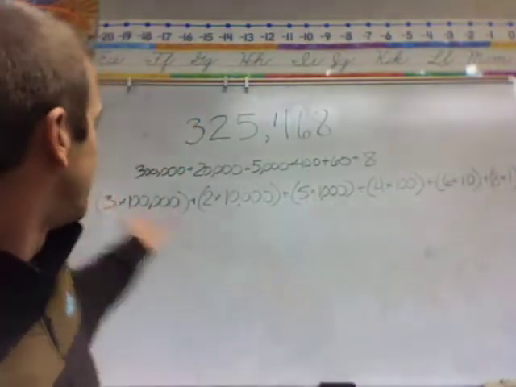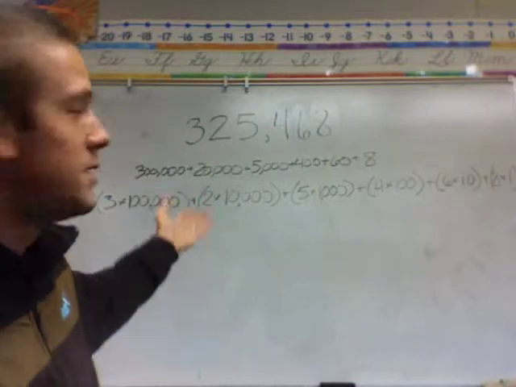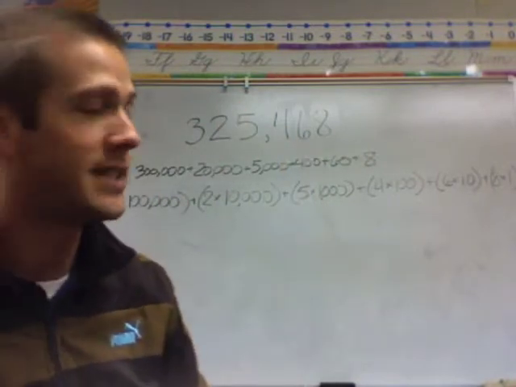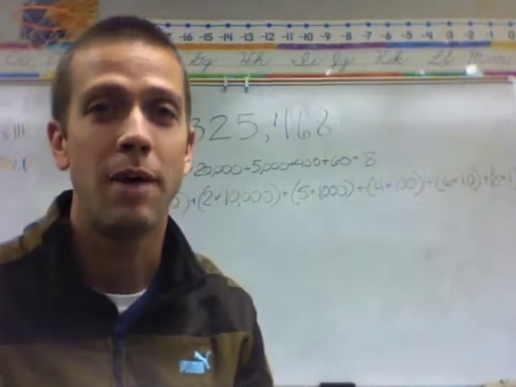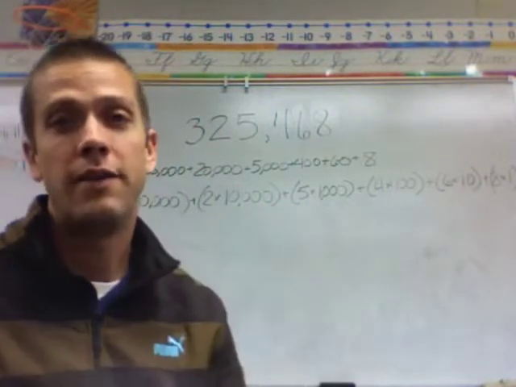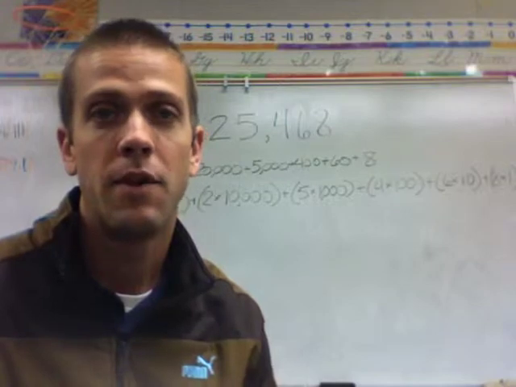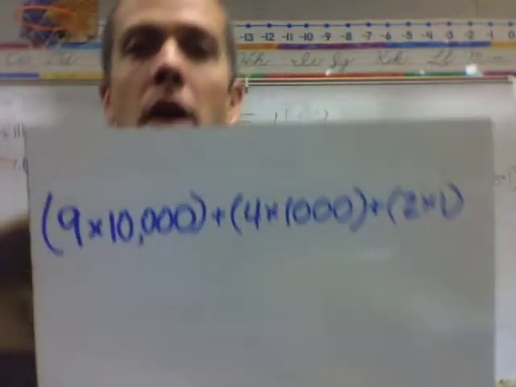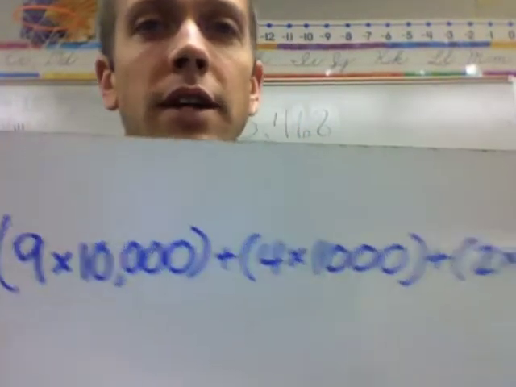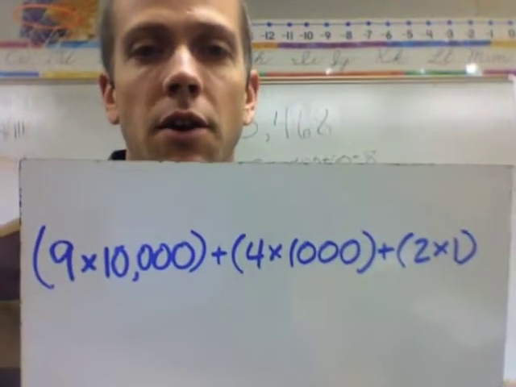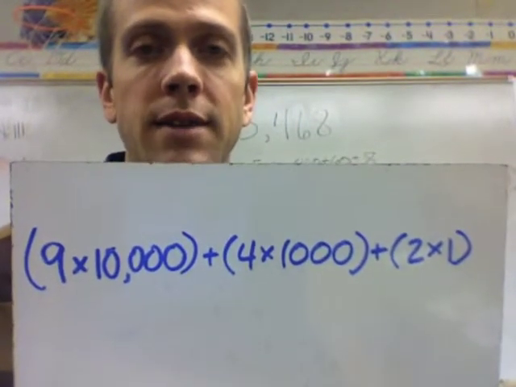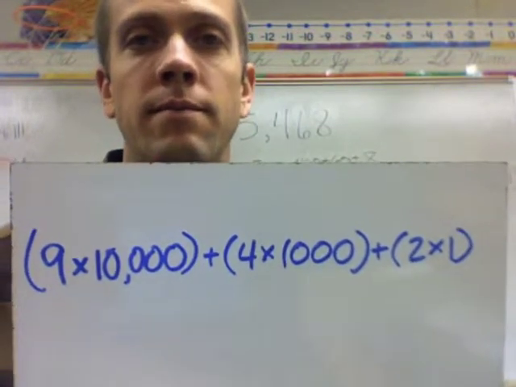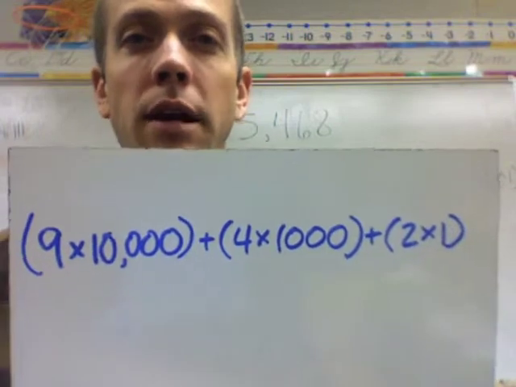Because 3 times 100,000 plus 2 times 10,000 plus 5 times 1,000 plus 4 times 100 plus 6 times 10 plus 8 times 1 is the same as 325,468. All right, let's look at it in reverse. I have a number right here, and this is in the full expanded notation. So take a look at it. I have 9 times 10,000, 4 times 1,000, and 2 times 1. Now, what would this number be?